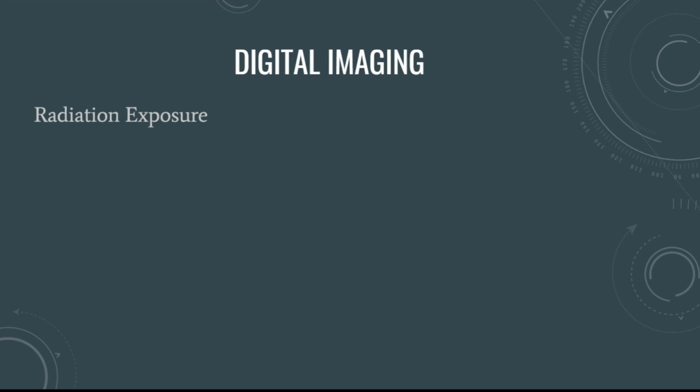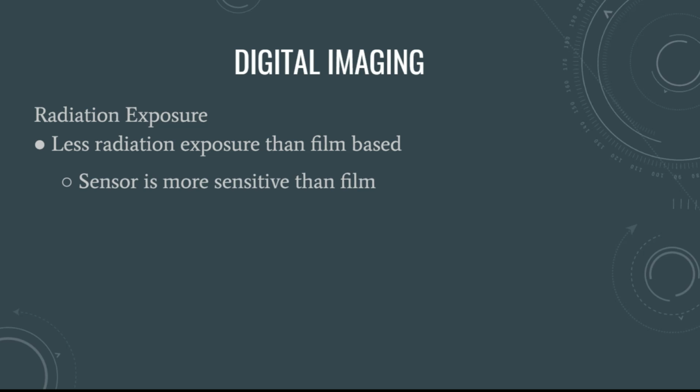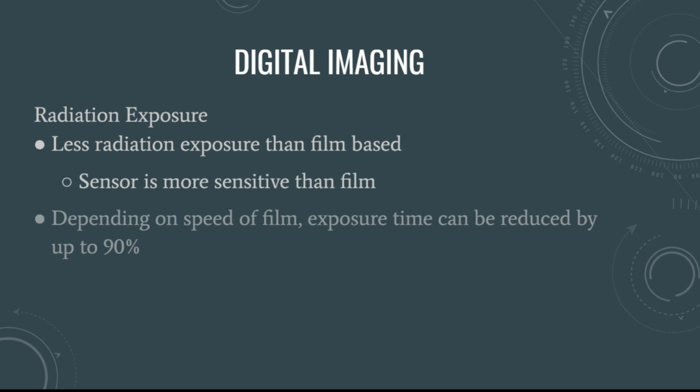Radiation exposure is significantly less when it comes to digital imaging when we're comparing it to the film-based radiation. This is because the sensor is more sensitive than film, so it takes less exposure time. And depending on the speed of the film, exposure time can be reduced by up to 90%. So what they're saying here, the speed of the film, are you using with traditional film A speed, B speed, C, D, E, or F? Comparing to what you're using there, it can be reduced by up to 90% when using digital imaging.